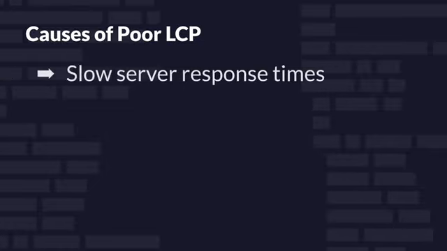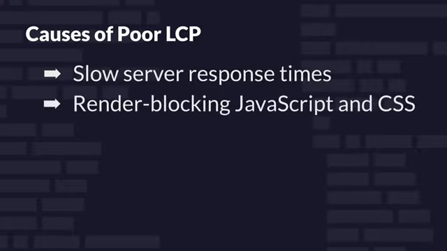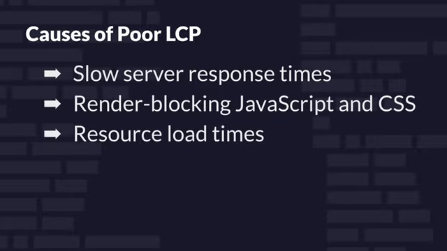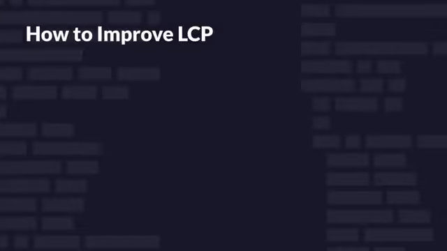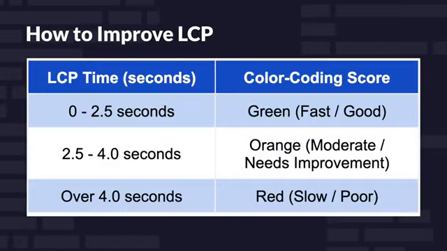So what causes poor LCP? Poor LCP typically comes from four issues: slow server response time, render blocking JavaScript and CSS, resource load times, and client-side rendering. Now let's talk about how you can improve LCP. The usual suspects of a poor LCP can be caused by many things. Some of the causes can be slow response times from the server, render blocking JavaScript and CSS, slow resource load times, and even client rendering.